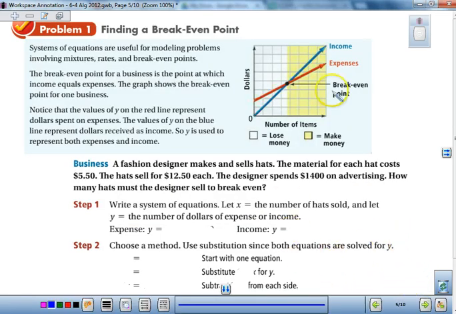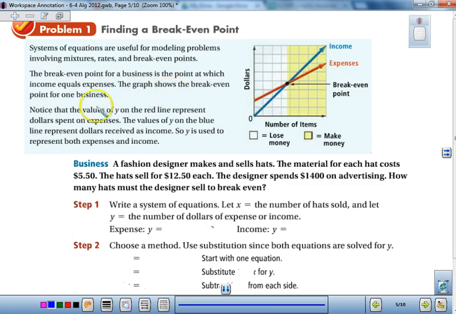One of the things we'll be looking at is what's called the break-even point. So if we look at an equation of your income, and in this case the expenses, we are looking for when do we make money, what's the break-even point. It says a system of equations is useful in modeling problems involving mixtures, rates, and break-even points. Break-even point, what does that mean? In business, it's the point when income equals expenses.